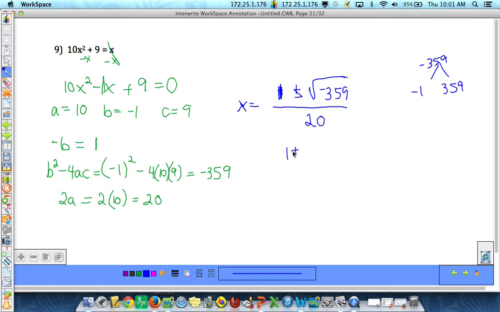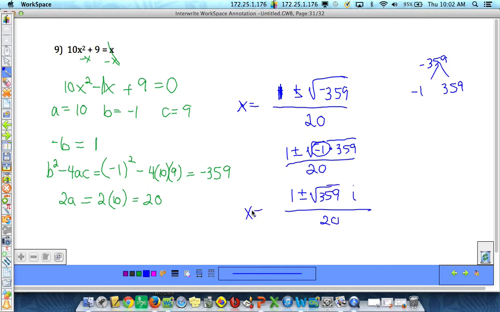Okay, so in other words, we have 1 plus or minus the square root of negative 1 times 359, all over 20. And remember, when you have the square root of negative 1, that becomes i. So I have 1 plus or minus the square root of 359 times i, all over 20. If I were to write this in our complex number form, a plus bi, I'd separate this fraction into two fractions, 1 over 20 plus or minus square root of 359 over 20 times i.